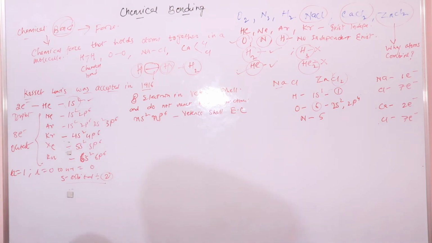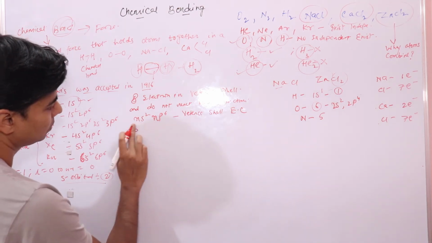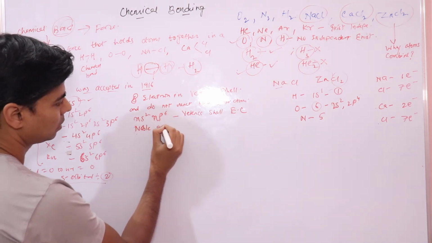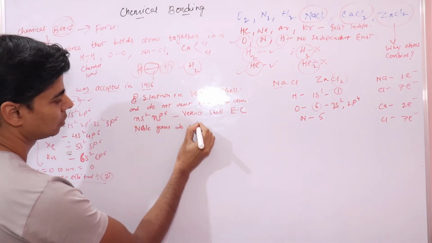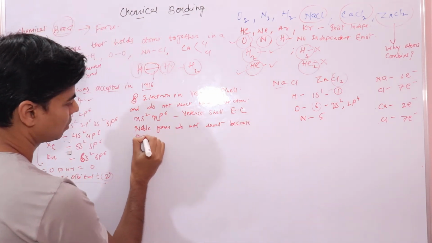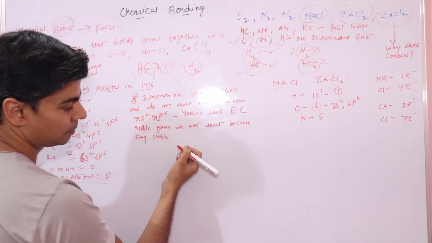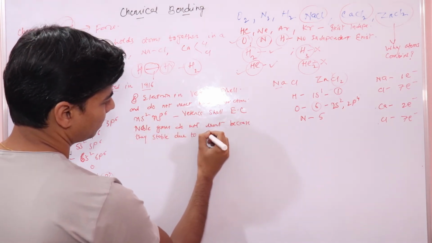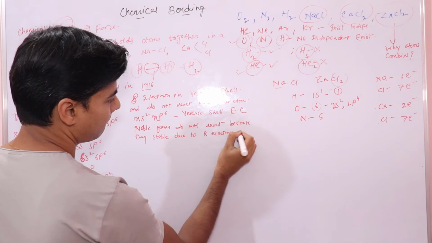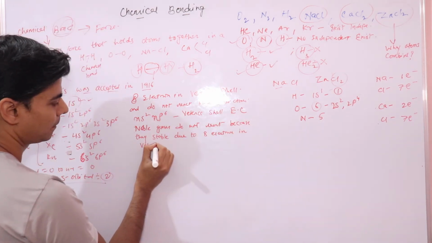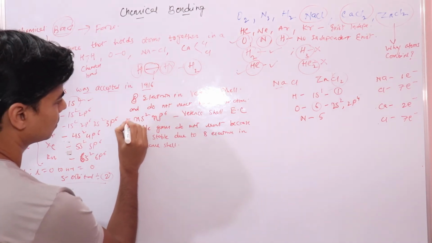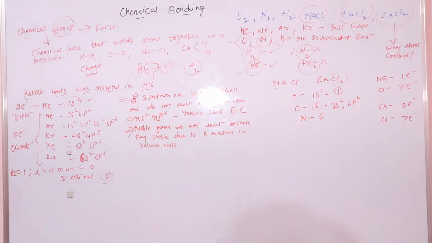Why do these not react with one another? Because, okay, noble gases do not react because they are stable, right? Due to 8 electrons in their valence shell, that is, the outermost shell, right? So these are important points for chemical combination.